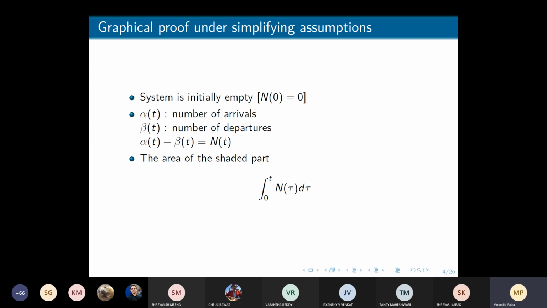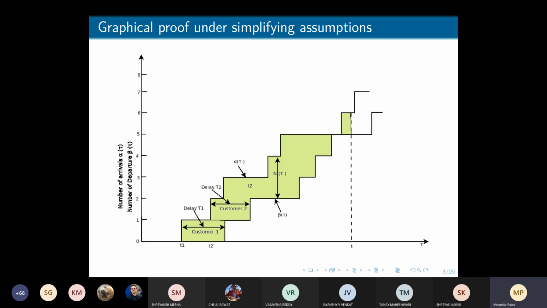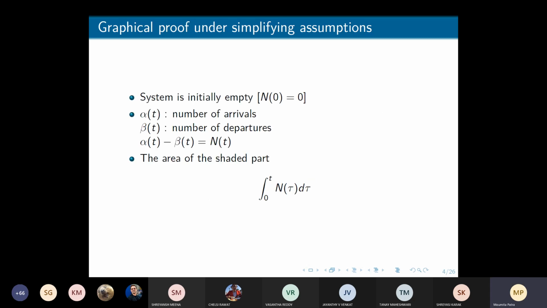The area of the shaded part, that's what I was saying. This is the green shaded part, including this one, because there was also an arrival here. This entire area of the shaded part is going to give you the number of jobs in the system between time 0 to t. You can find that out using the integration from 0 to t of n tau d tau.